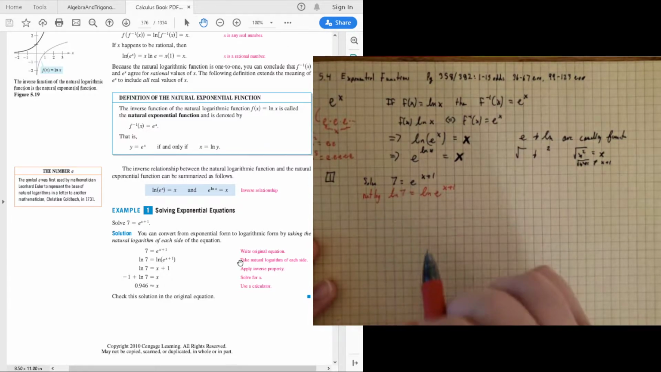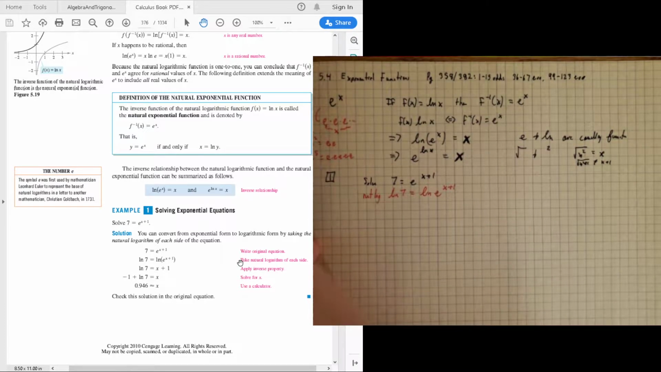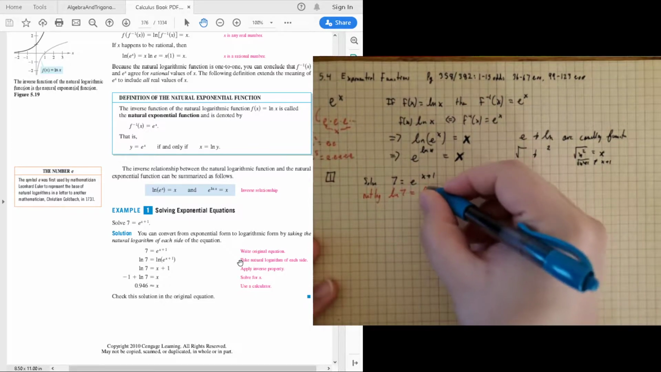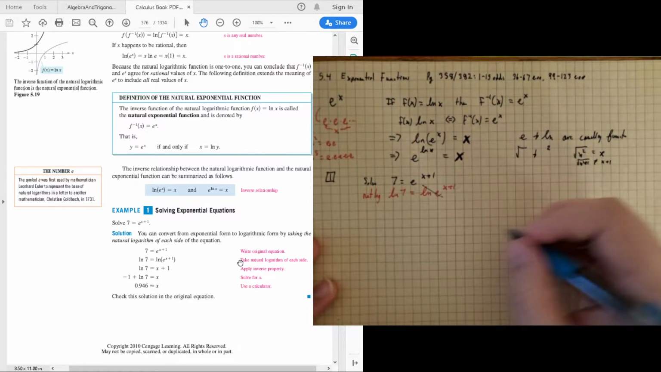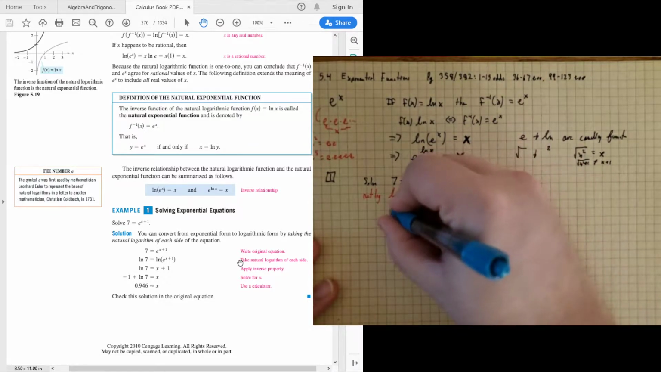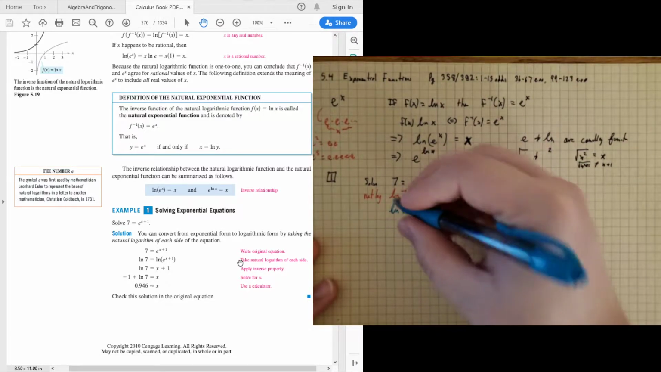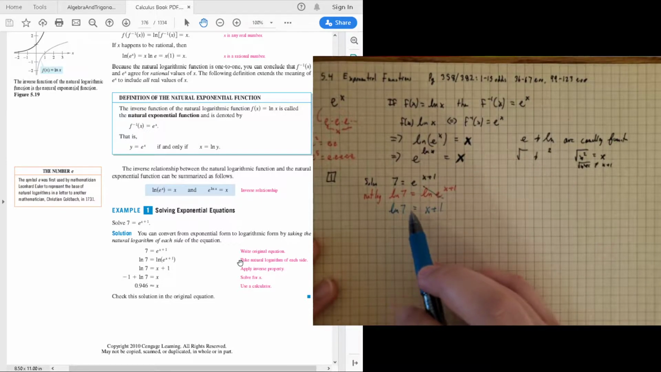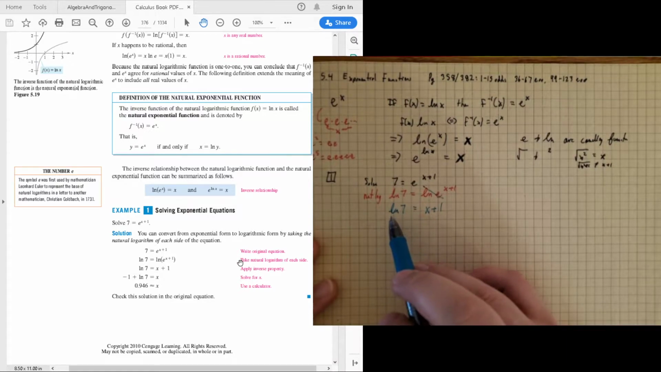Now, the nice thing is, when I do it this way, because of the canceling properties, ln and e are going to drop, leaving me with just x plus 1 on this side. ln of 7, remember natural log is an operation, just like squaring or square rooting, and then 7 is just inside of it. So the natural log of 7 is like the square root of 7. It's just a number.